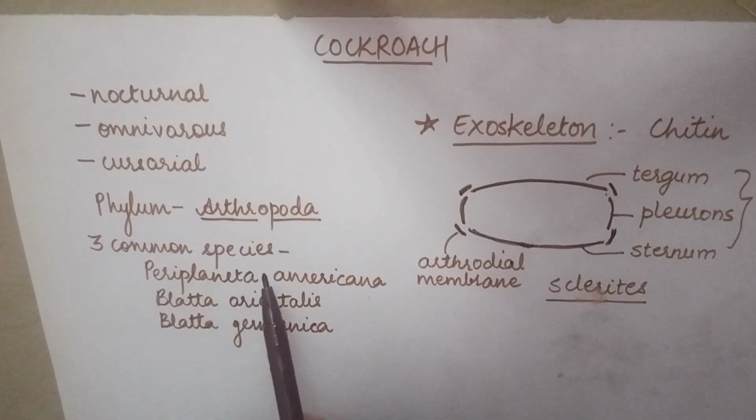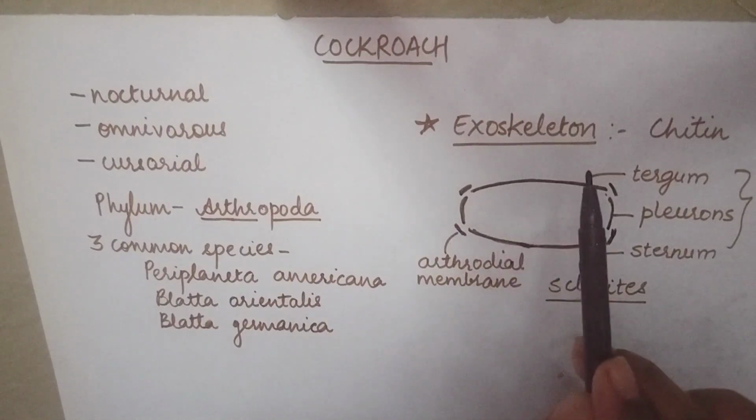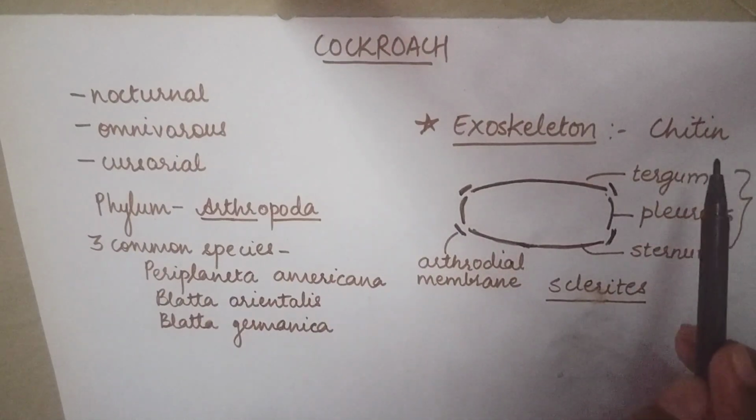The 3 common species are Periplaneta americana, Blatta orientalis, and Blatta germanica. The exoskeleton, which is made up of chitin, this is very important.